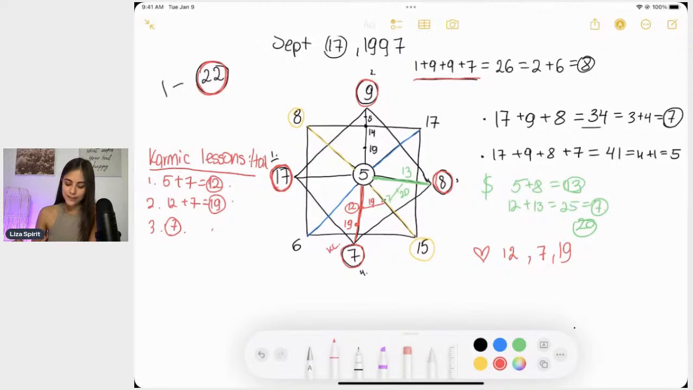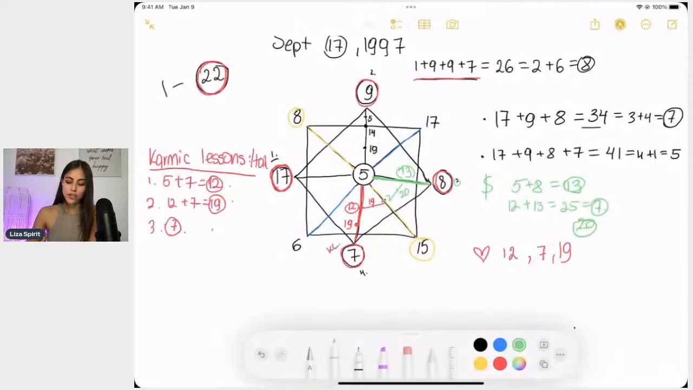Next, let's move to money. We already talked about the energy number 8, right? That it's about money. It's the main money karmic lesson.